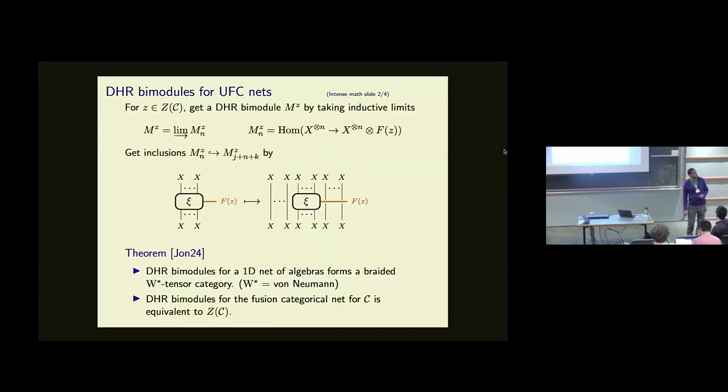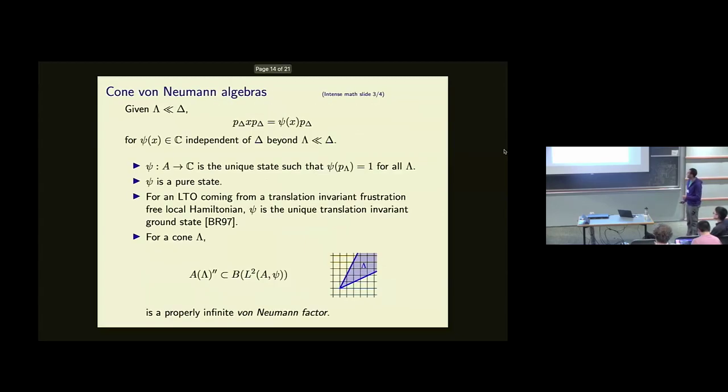About 5 minutes. Okay. So I said intense math like 2 out of 4. The reason I put in the next 2 slides is because people keep on asking me about types of von Neumann algebras. So I'm going to talk a little bit about types of von Neumann algebras. Cone von Neumann algebras. Okay.